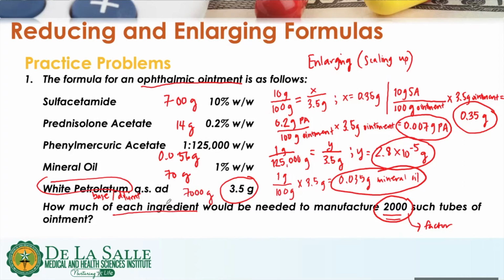grams. So when we will be interpreting this particular formulation, what you will do to prepare 2000 of such tubes is to mix 700 grams of sulfacetamide, 14 grams of prednisolone acetate, 0.056 gram of phenylmercuric acetate, and 70 grams of mineral oil, and add sufficient quantity of white petrolatum to make 7,000 grams of the ophthalmic ointment. That is just one of the many methods by which we can solve this problem.